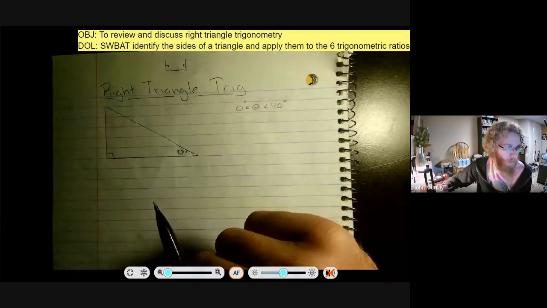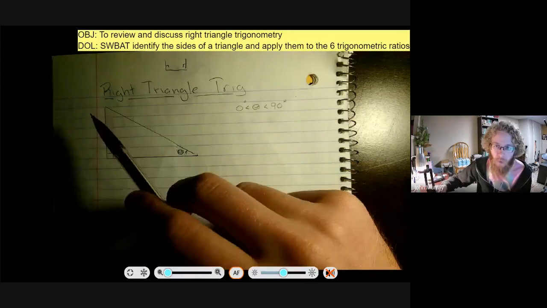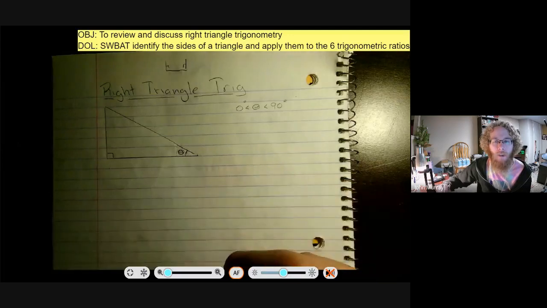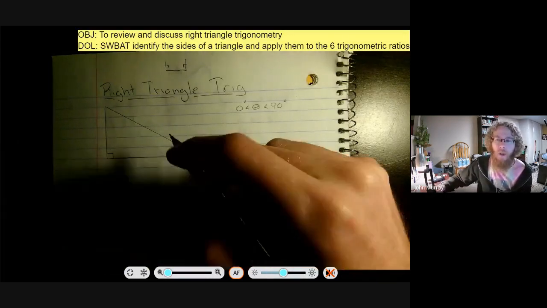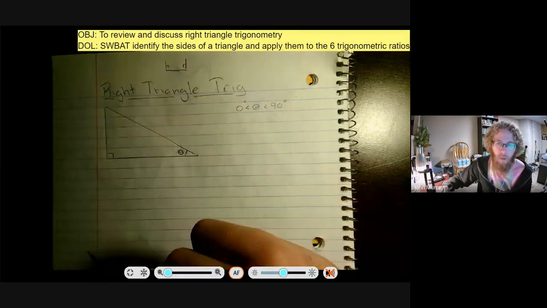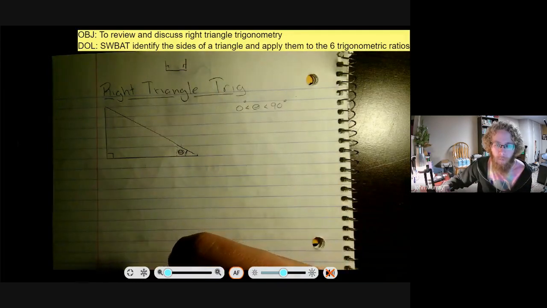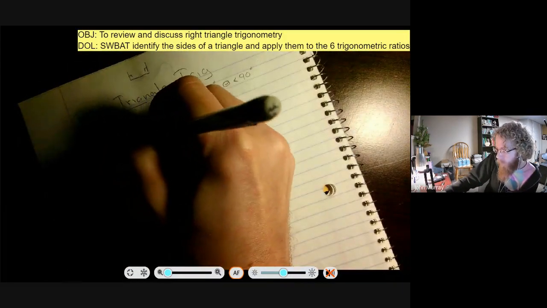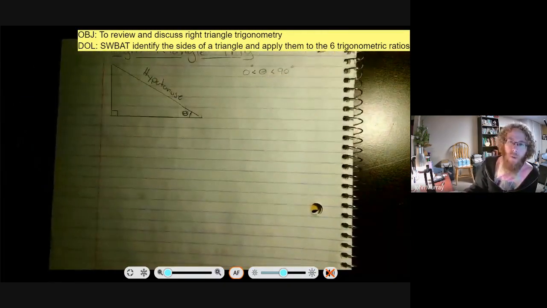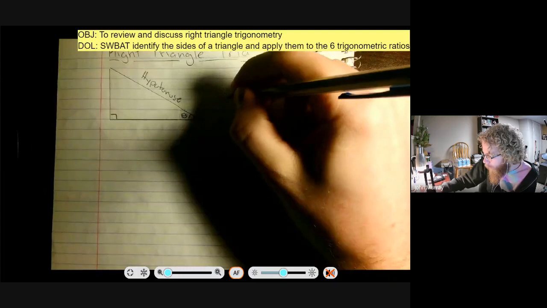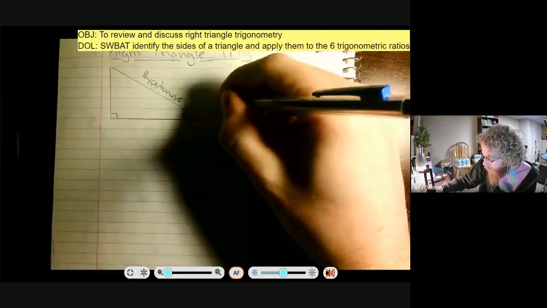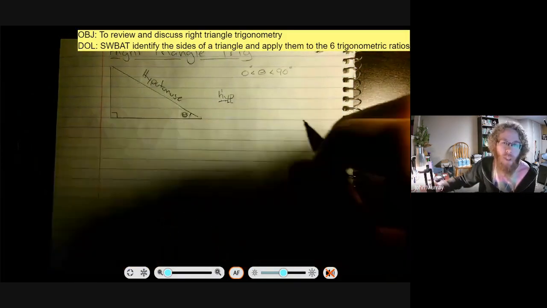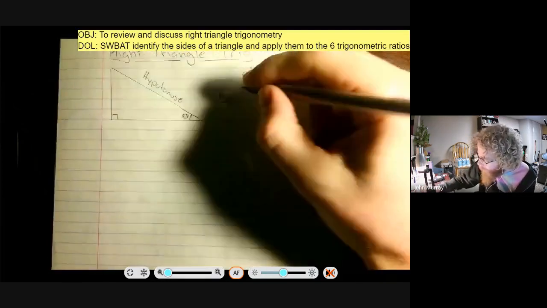Now, where our theta is placed, obviously we have one of two places. In reference to the angle that we are focusing on, we have the three sides of a triangle, and we have three names for them. One that is always the same is your hypotenuse, okay? You'll either see it referenced as HYP or just H, all right? If you see an H, that means hypotenuse.